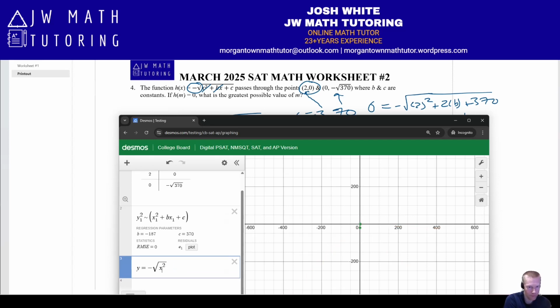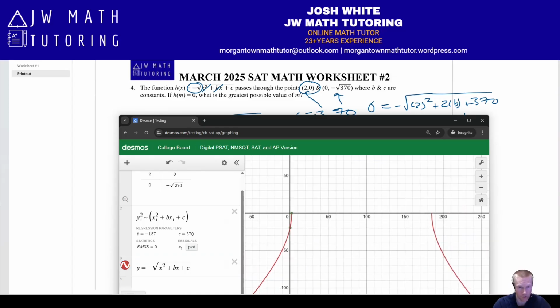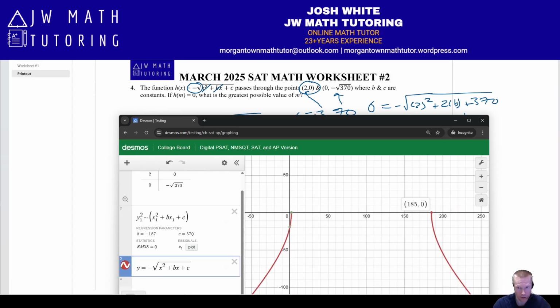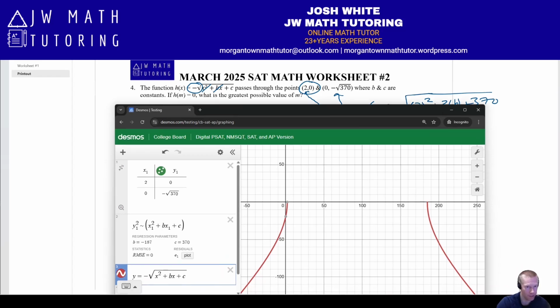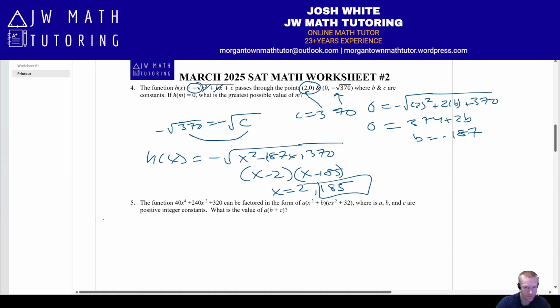Actually, we should be able to type plus bx plus c. Okay, yeah. Now it's giving me the actual graph. So now the question is, what's the greatest zero or intercept? Well, it's not 2. It's over here at 185. So that's basically your correct answer. And this is the approach or strategy you have to use in Desmos, because the square root is messing up the regression.